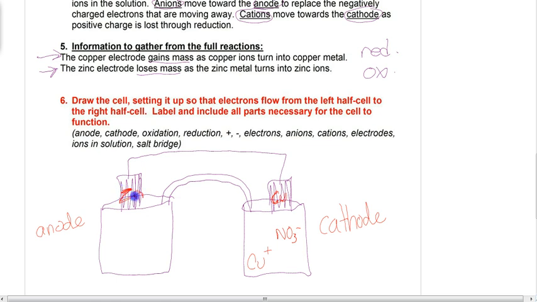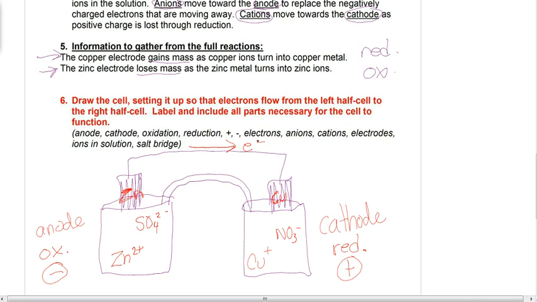And over at our anode, we had zinc metal, Zn electrode stuck into zinc ions in solution, and the zinc ions, remember from the beginning, were paired with sulfate ions. What else can we label? Well, we know that at the anode is where oxidation occurs, and at the cathode is where reduction occurs. We also know that the anode is negative, that the cathode is positive. We know that the electrons will flow from the negative anode towards the positive cathode, so that would be where the electrons are flowing.